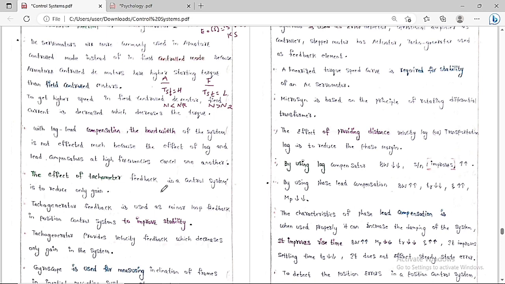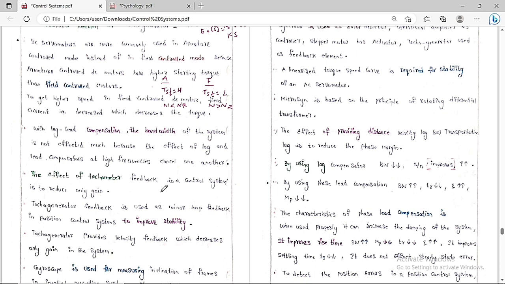So finally I can say the effect of tachometer feedback in a control system is basically to reduce only the gain.